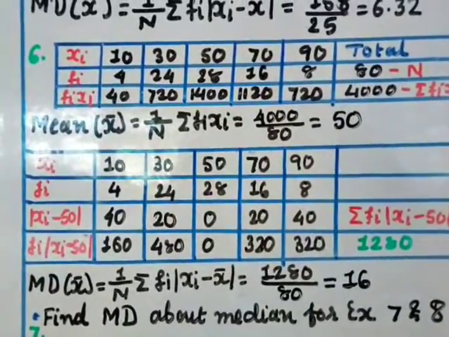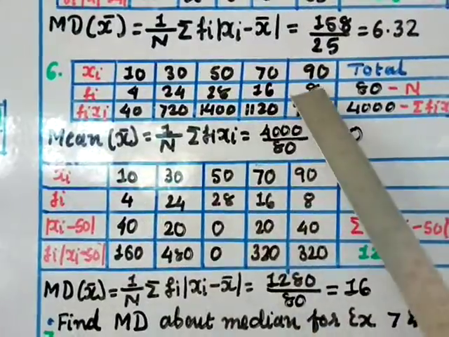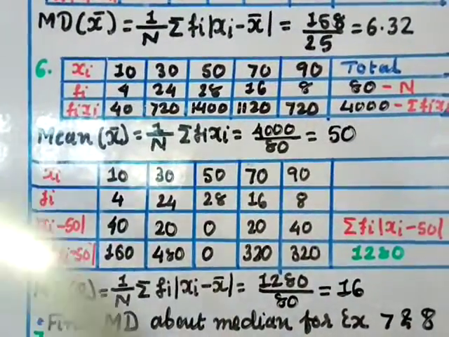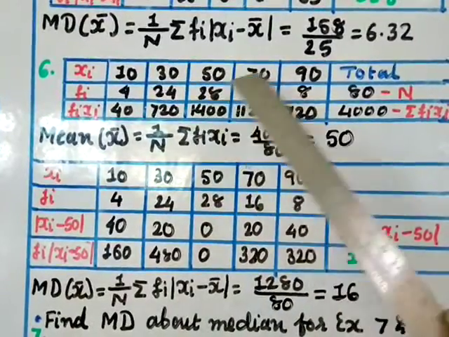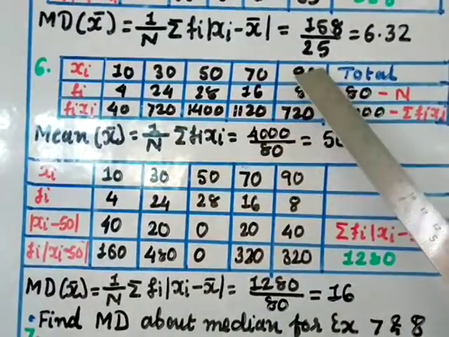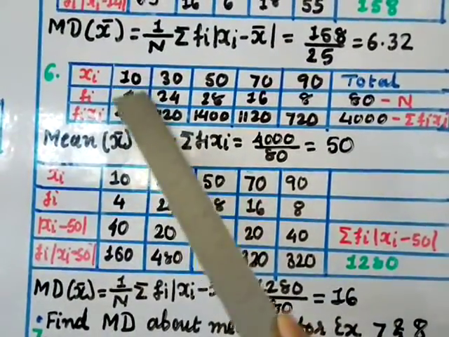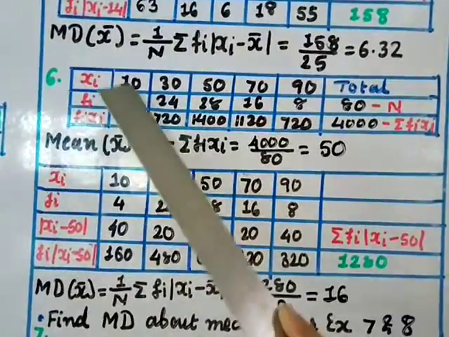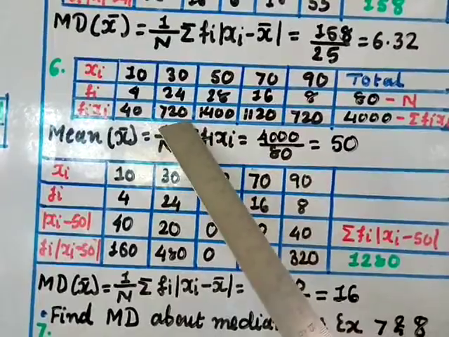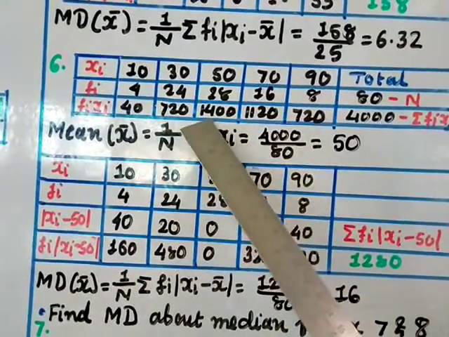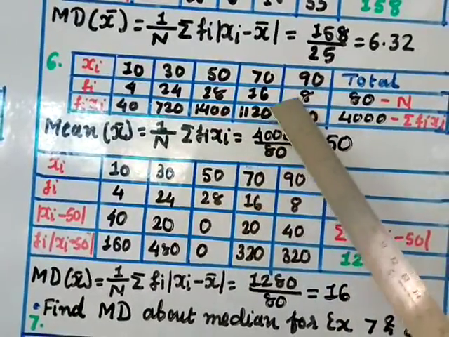Question number 6: xi and fi are given. These two columns are given, the xi value and the fi value, and I am writing fi xi. The values given are 10, 4, 30 and 24, 50 and 28, 70 and 16, 90 and 8. Now I am writing fi xi, the product of these two, because I have to find the mean first. So 10 into 4 is 40, 30 into 24 is 720, 50 into 28 is 1400, 70 into 16 is 1120, 90 into 8 is 720.